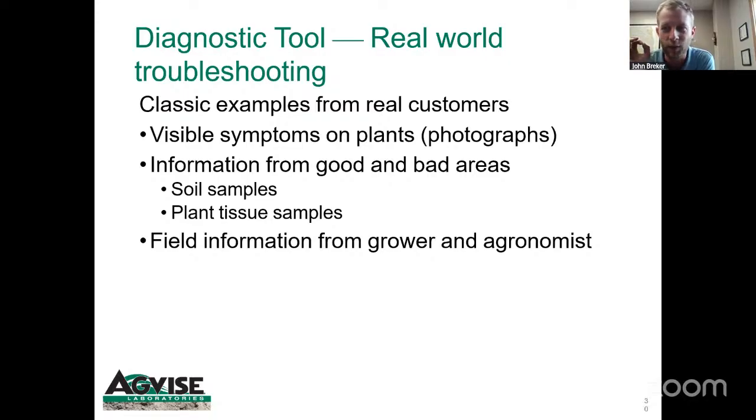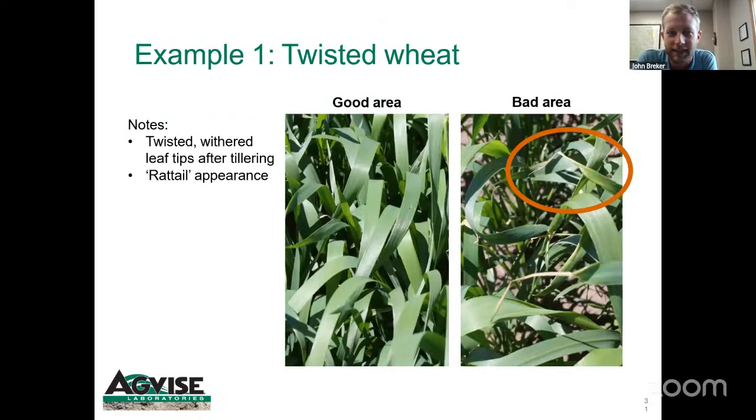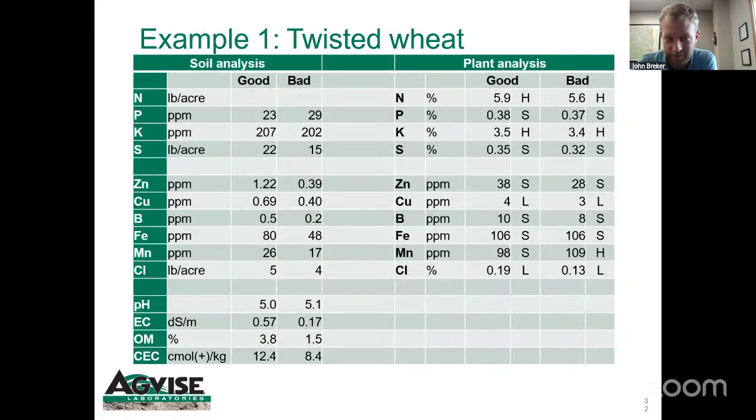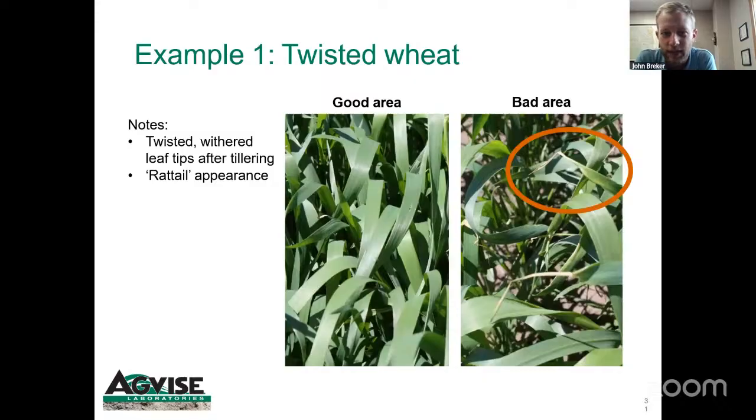Often we will just get one plant sample sent in from a bad area, and it seldom provides enough information to point to the smoking gun in that field. So let's look at one of the good old classic examples. This was an example in wheat where the producer had run into twisted little rat tail appearances after tillering on some spring wheat.